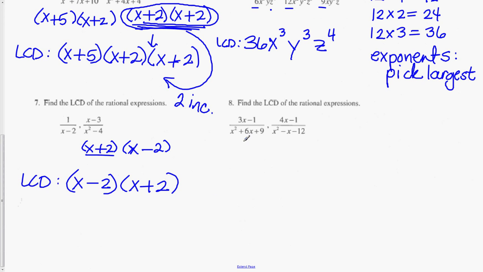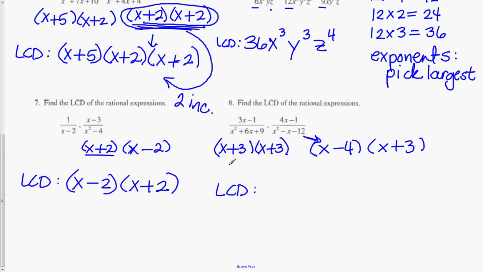Okay, let's do this last one. I've got x squared plus 6x plus 9 on the bottom, so that's going to be x plus 3, x plus 3. So on this one, I'm going to have 2 of those in my LCD. All right, for the x squared minus x minus 12, factors of negative 12 that add up to a negative 1 would be x minus 4 and x plus 3. So my LCD, since I have 2 x plus 3's together, I need to have 2 x plus 3's in my LCD.